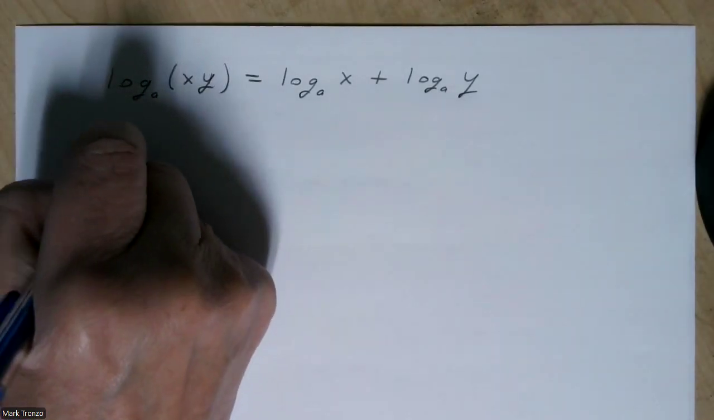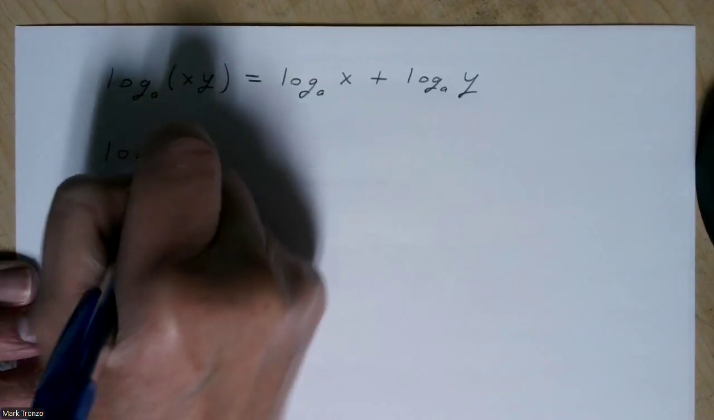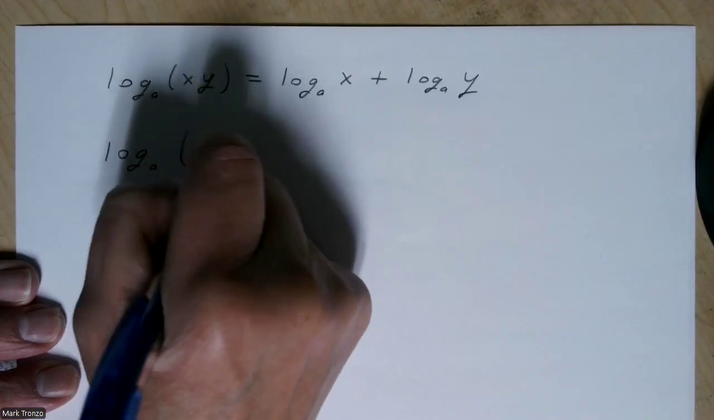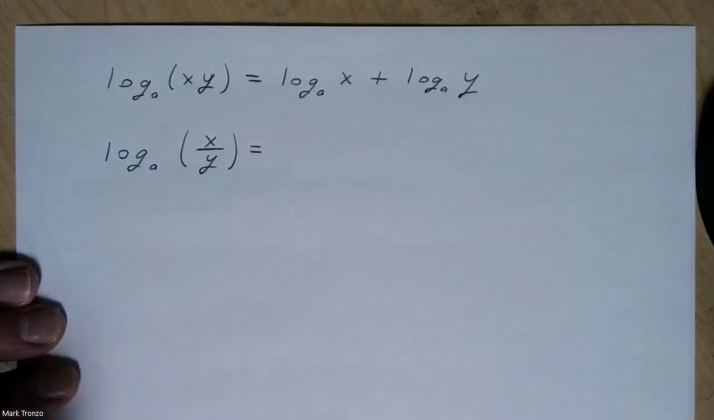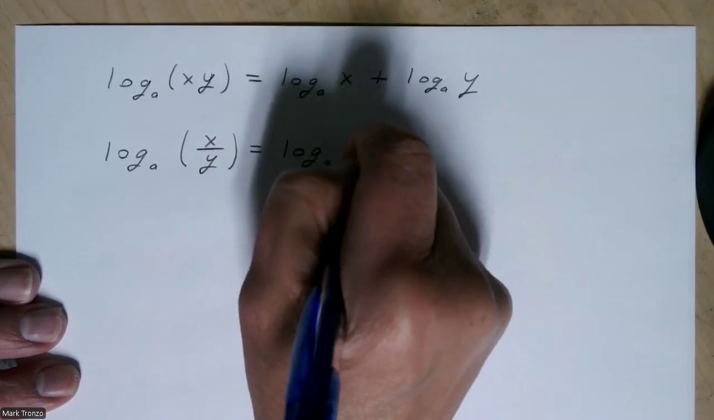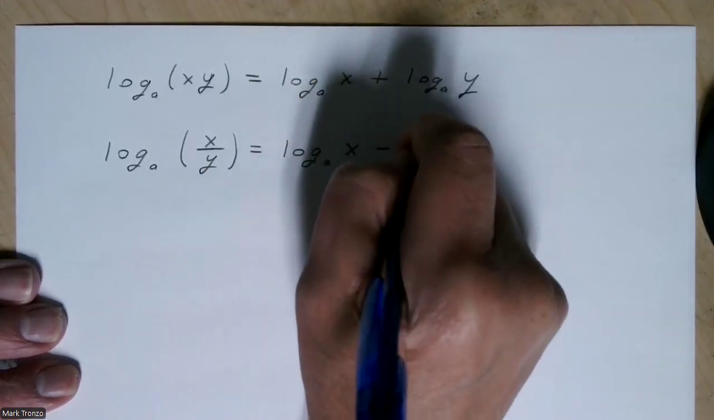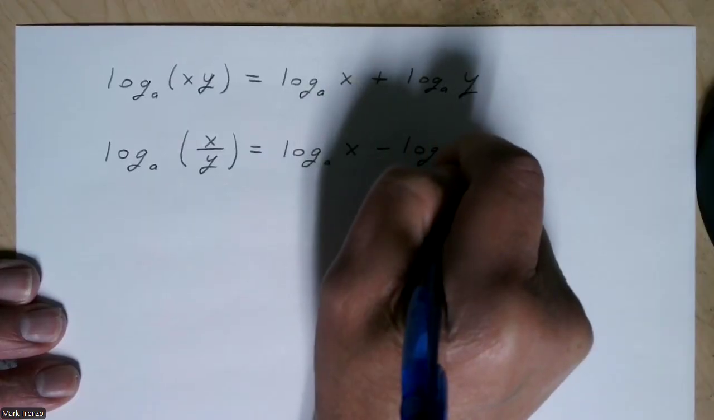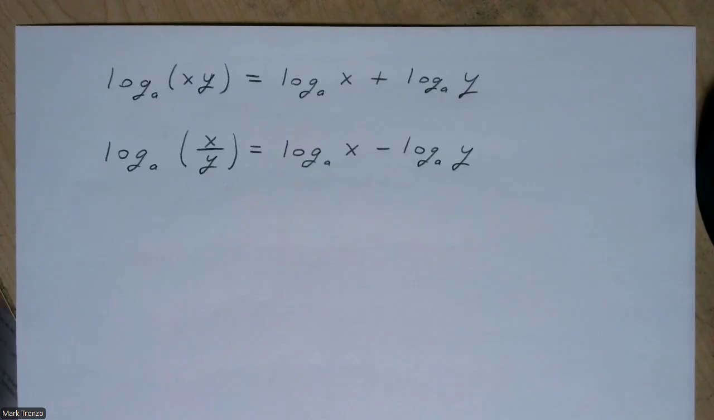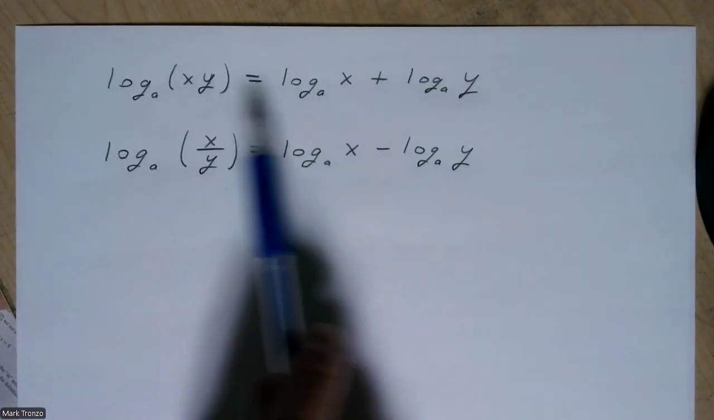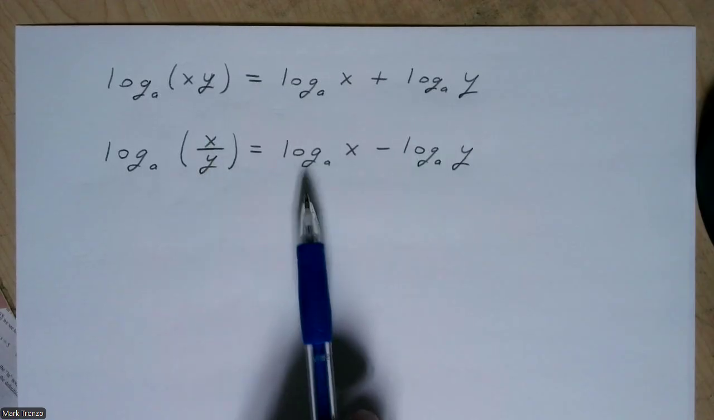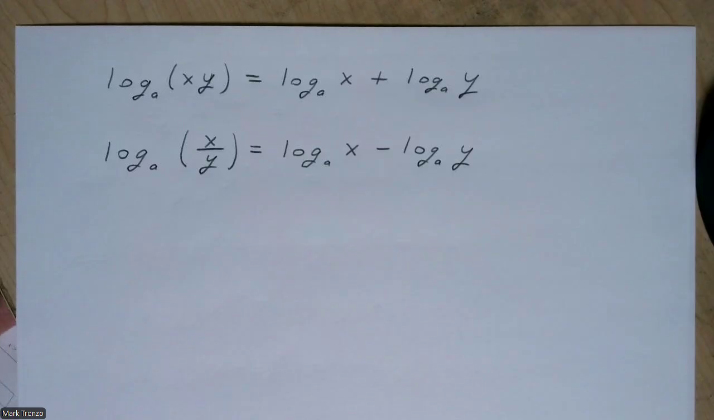And if you have a quotient, this is going to be log of x minus log of y like that. So if the argument is multiplied, you can break it up into a sum. If you have a quotient, you can break it up into a difference like that.